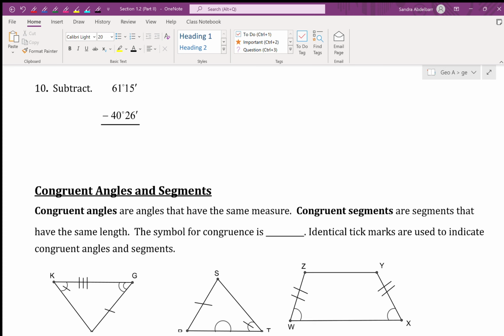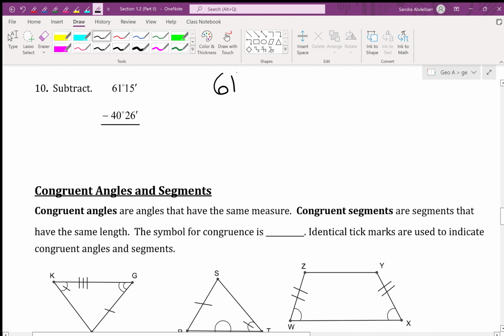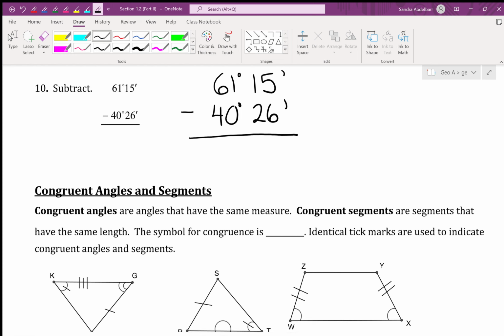All right, so here we're up to the subtraction problem. I'm going to rewrite it. So we are 61 degrees and 15 minutes, and we're going to subtract from that 40 degrees and 26 minutes. Now, something should be standing out to you, some red flag. What red flag should be standing out?